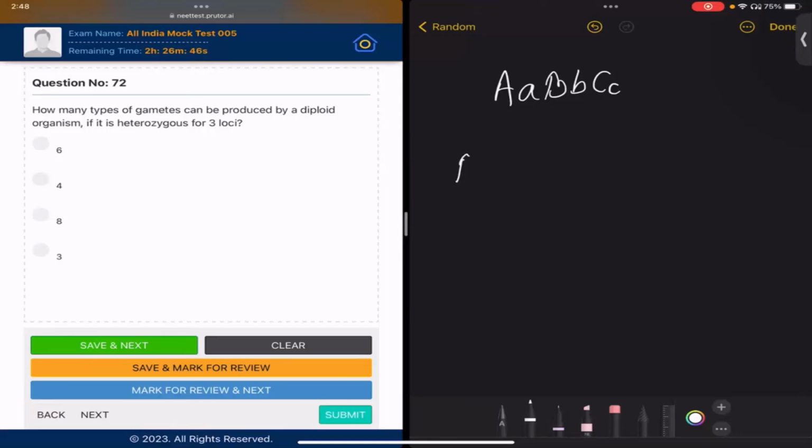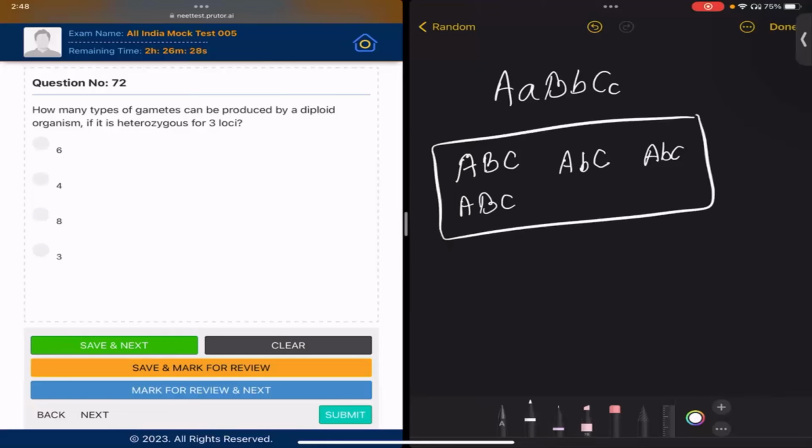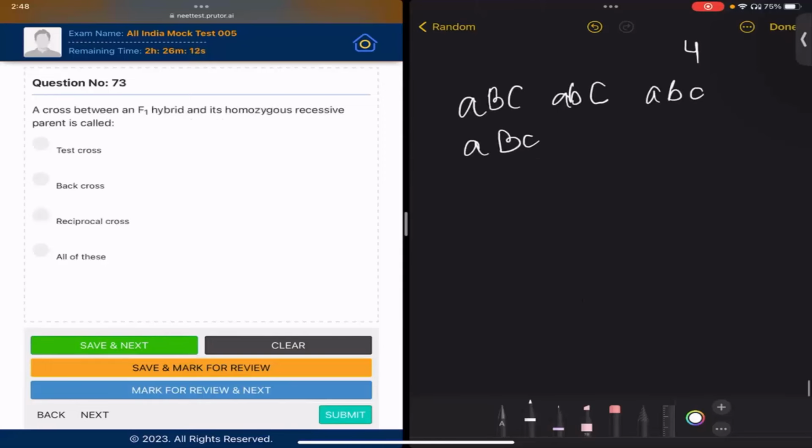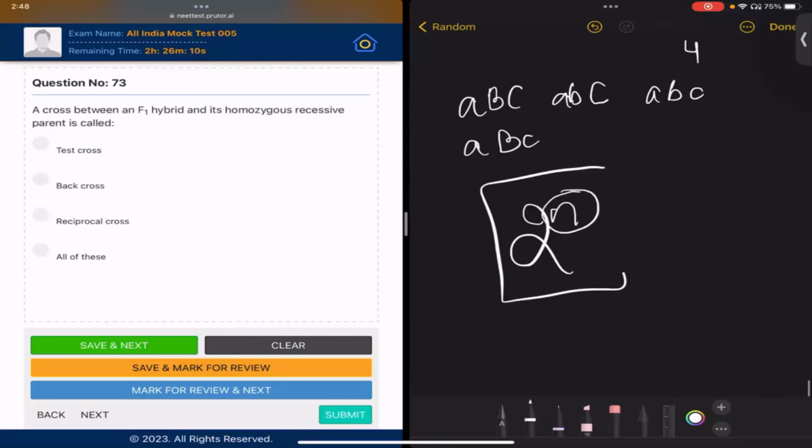क्या क्या बनेगा. तो A के हिसाब से we can have ABC, ABc, AbC, Abc. Okay, that's 4, and the same goes if we take B, so 8 will be the answer. ठीक है, these 4 are there. और अगर मान लो small a ले लेंगे तो small a B C, small a small b C, small a small b small c, small a capital B small c. Okay, so the formula was 2 to the power n, n is the number of heterozygous things. Okay, this is the formula.